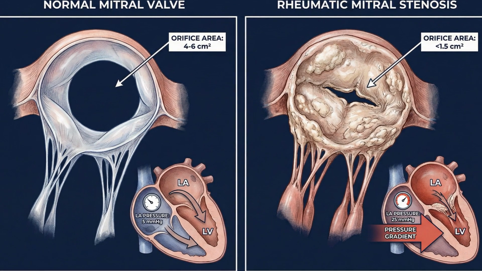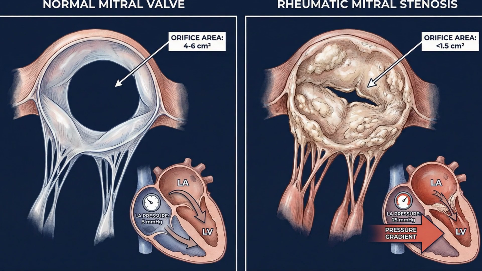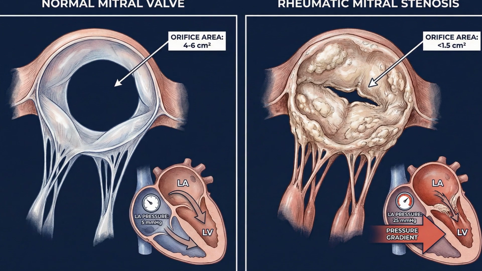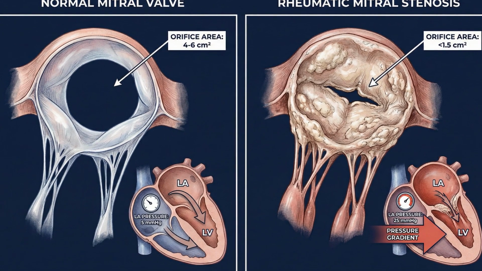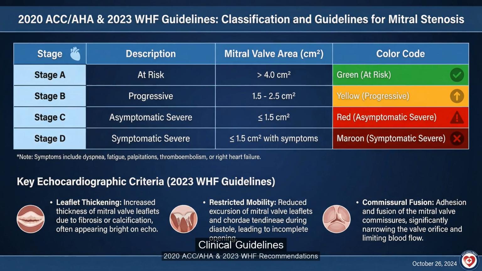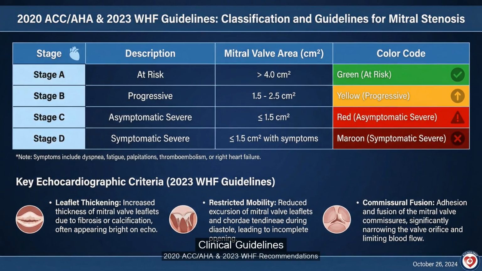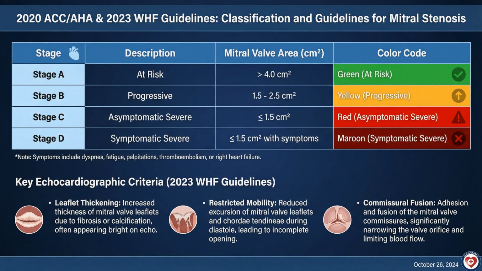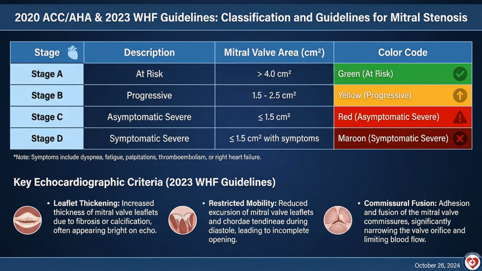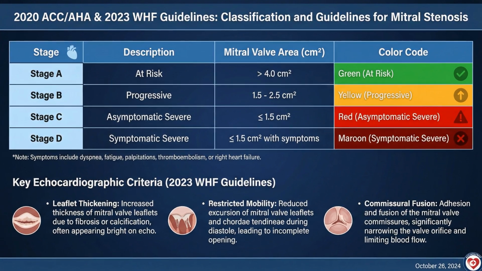This hemodynamic bottleneck causes an increase in left atrial pressure, which is subsequently transmitted backward into the pulmonary vasculature, leading to pulmonary hypertension. As the left atrium dilates under chronic high pressure, the patient faces a high risk of developing atrial fibrillation. The loss of the atrial kick during diastole can precipitate sudden congestive heart failure.